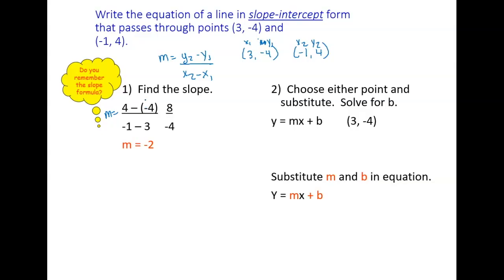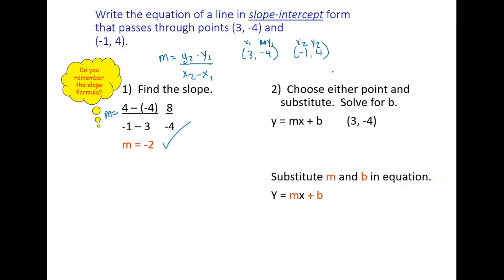So 4 take away a negative will become a positive, so that becomes a positive 8. Negative 1 take away 3 is negative 4. So 8 divided by negative 4 gives me negative 2. So I've just subbed those into my slope formula. That's why I taught you slope first, like how to calculate this before we got into this. So I've calculated my slope.